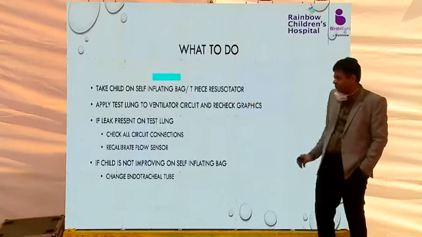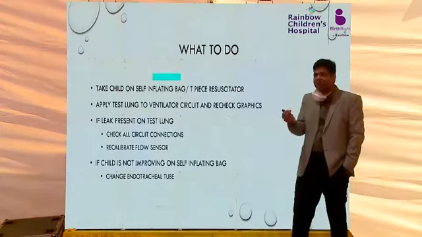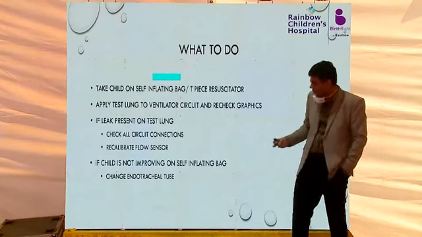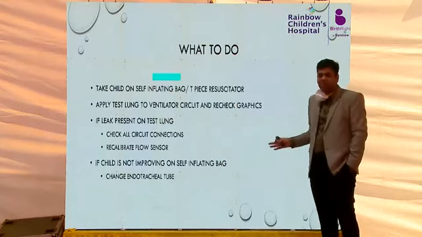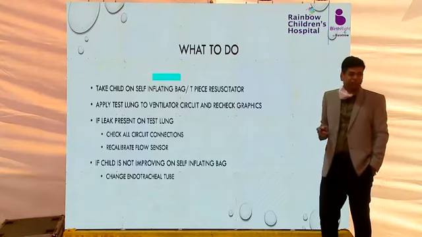endotracheal tube. So if the leak is present on the test lung, check all the circuit connections. Sometimes a connection has been disconnected, because of which the leak is coming. You can recalibrate the flow sensor, and if the child is still not improving, then you can change the endotracheal tube.